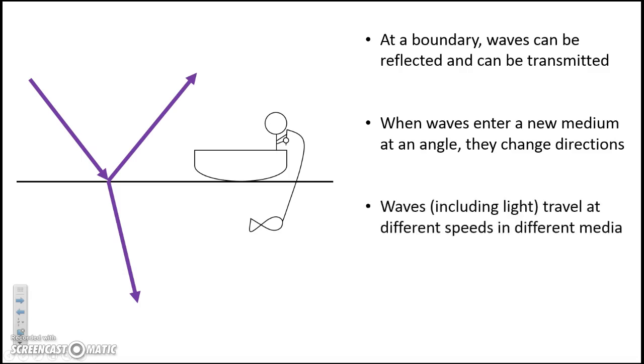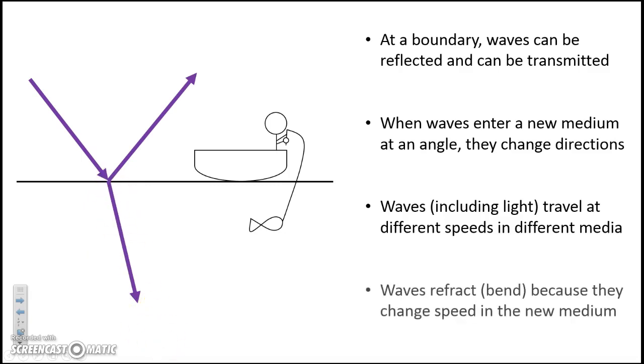Waves travel at different speeds in different media. For example, light travels faster in air than in water. So the light slows down in the water, and that slowing causes the light to bend. Waves refract because of the change in speed. So this is a causal relationship.